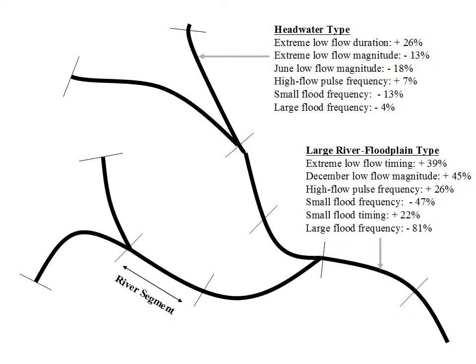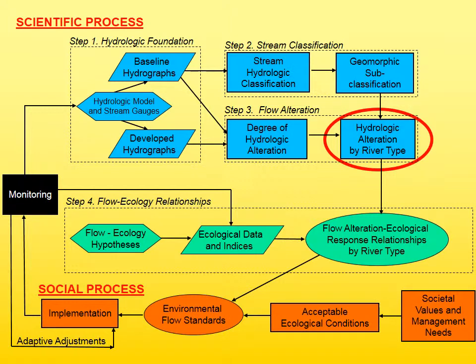Well, it's a large river floodplain type system. We can expect the ecology to be very tuned to the flood pulse. And we know that this system has a gradient of alteration around one of those key indicators, flood frequency. So we start to build up this picture of hydrologic alteration by type across the basin in this kind of way.